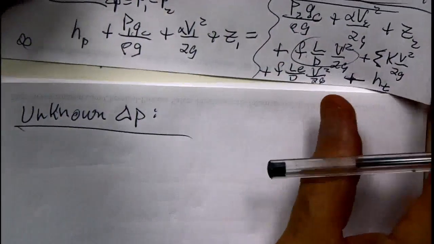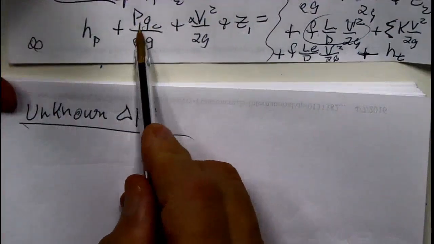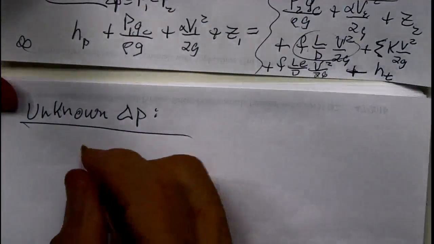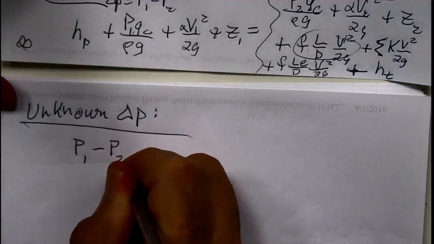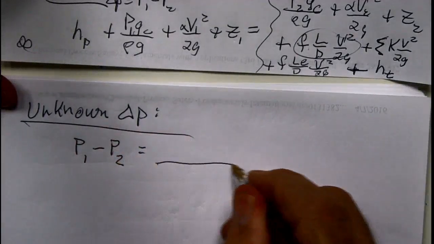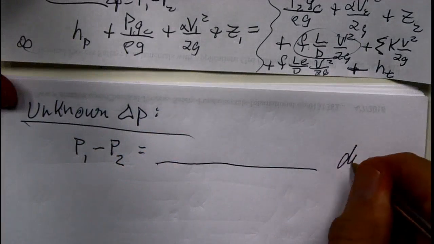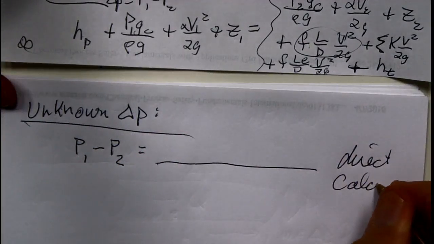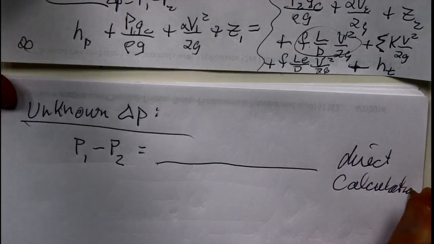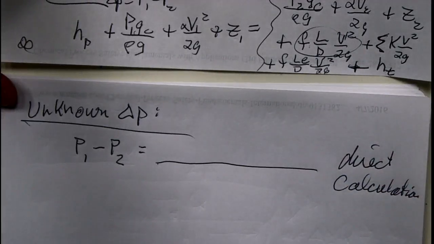And basically, if I take a look again, unknown pressure drop is P1 minus P2. So the mechanical energy balance reduces down to P1 minus P2, and it's a direct calculation. And we'll get into doing one of these a little later.